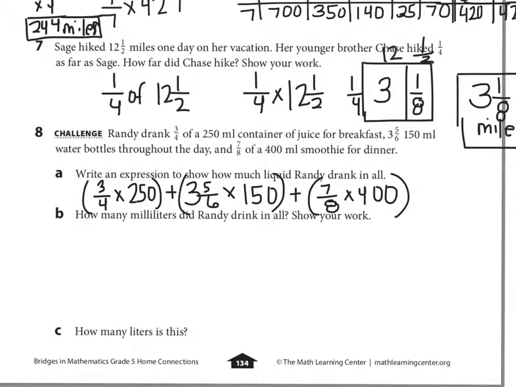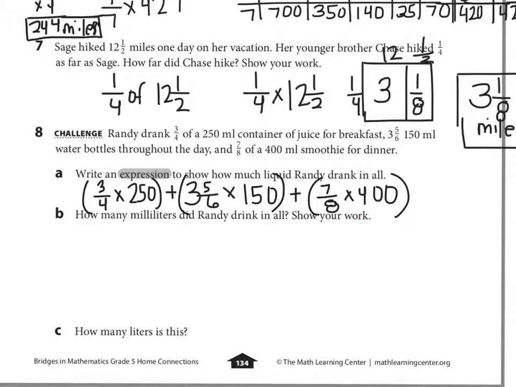That's the expression. Remember that when we see the word expression, I don't need to yet write the answer. I'm just writing what I'm going to be solving. Everything to the left of the equal sign. And then part B says, how many milliliters did Randy drink in all? Now I'm going to solve it.